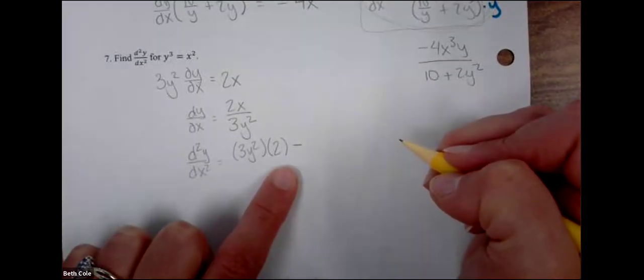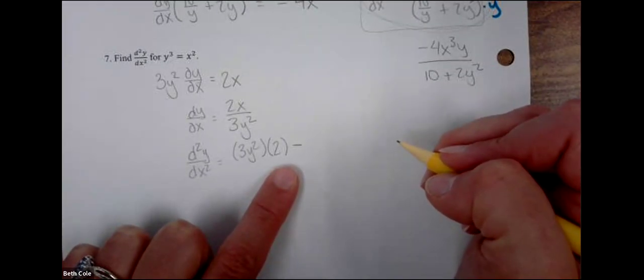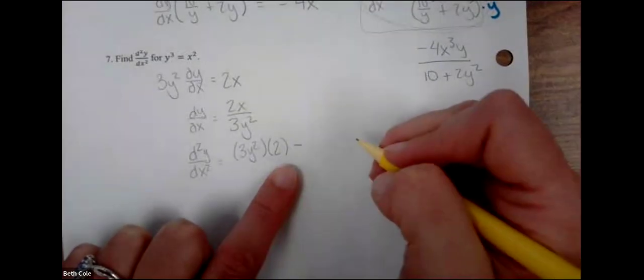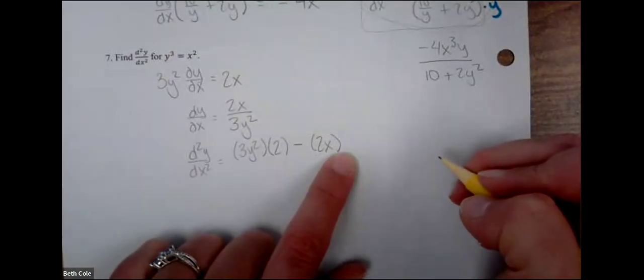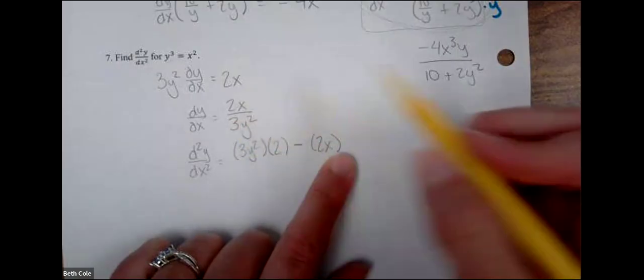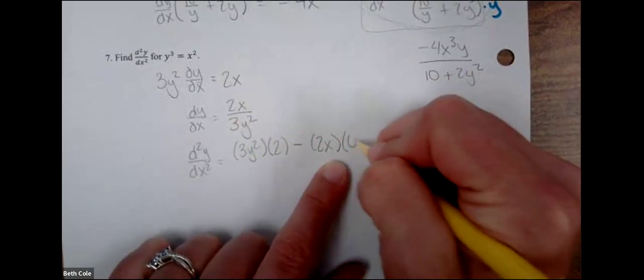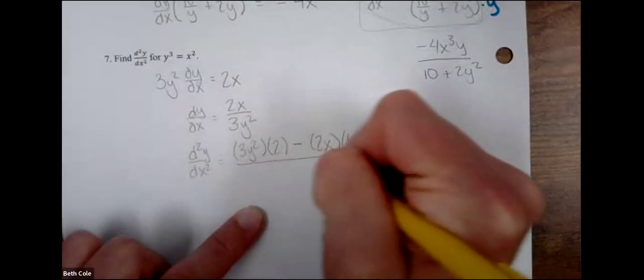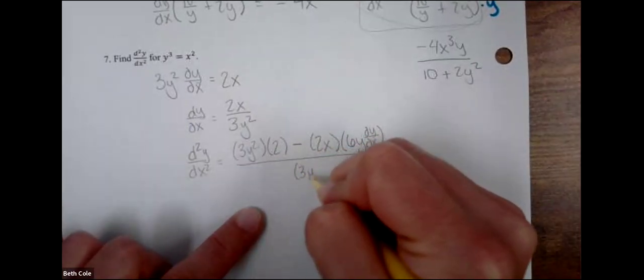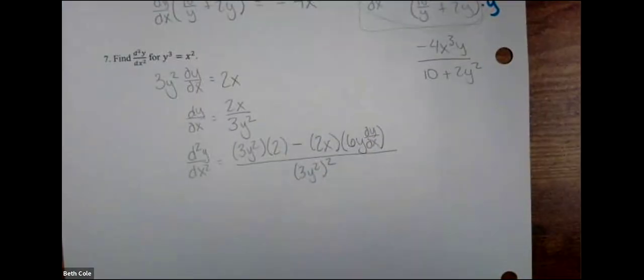If you're writing with pen, don't write this next thing because I'm going to have us all erase something, okay? If you're writing with pencil, stick with me, we'll just erase, right? Minus the numerator, derivative of the denominator would be 6y dy dx, perfect, over the denominator squared.